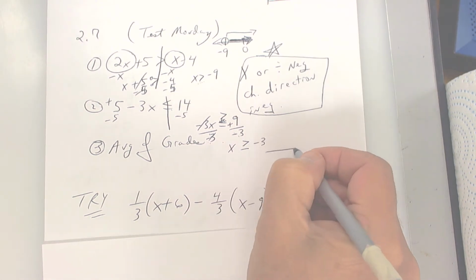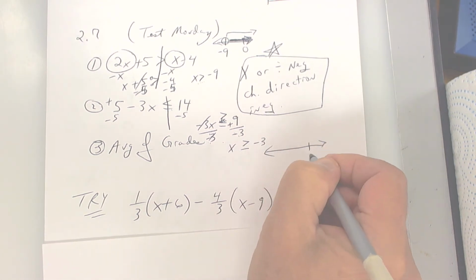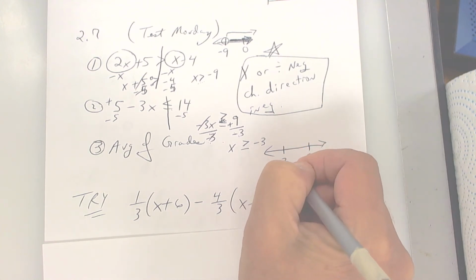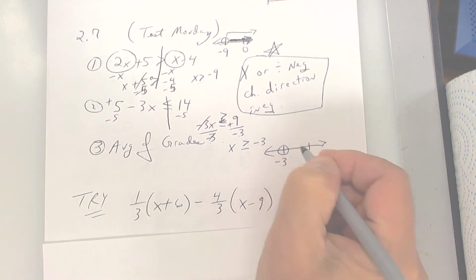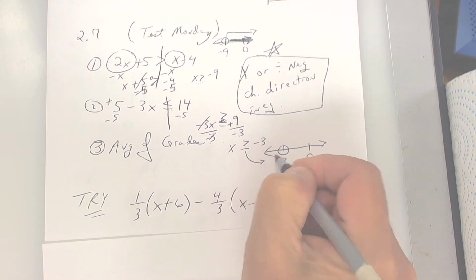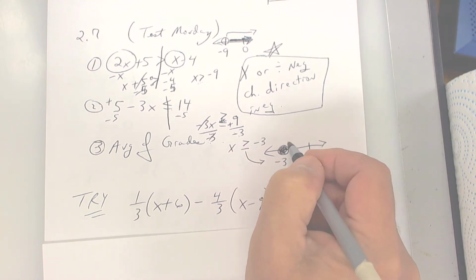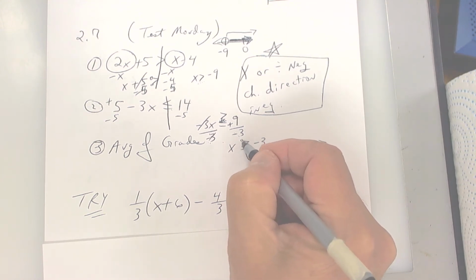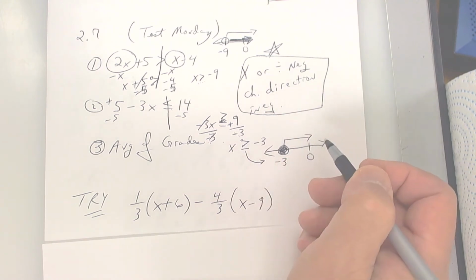Let's take a look at that graph. Let's say this is 0, and let's say this is negative 3 without counting. Put a circle. Since there's a line under here, you would color it in. And then it says bigger, because it's open, goes this way.